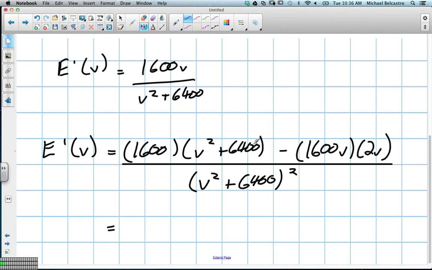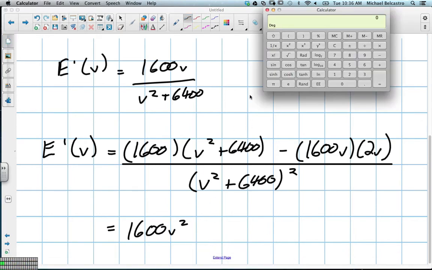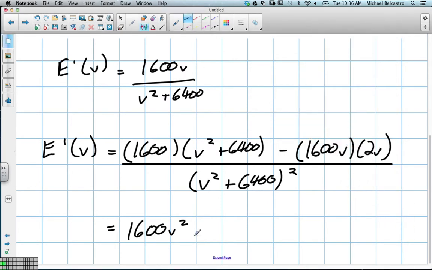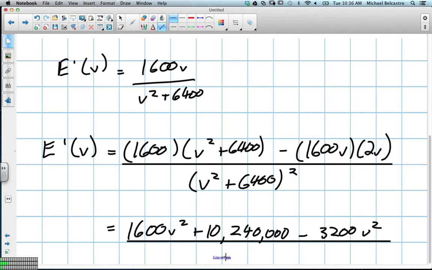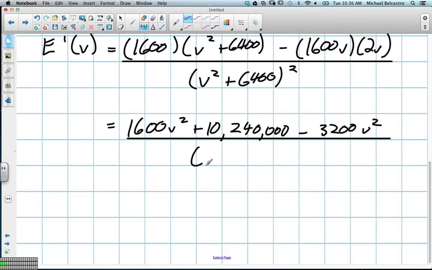Okay. Let's simplify what we have on top, or at least try to. That will give us 1,600 v squared. I'm going to need a calculator for the next one. 10,240,000. Like that. And this will give us 3,200v squared. Excellent. We'll keep the bottom as is, the denominator. I'm not going to do anything with that. v squared plus 6,400 squared. And on top, this becomes negative 1,600 v squared plus 10,240,000. Is that right?